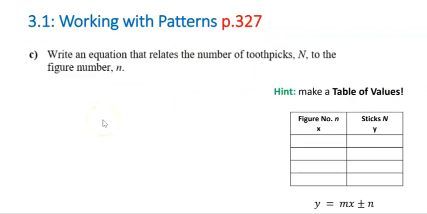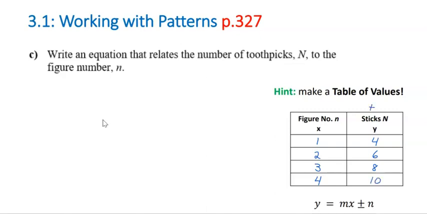For C, it's asking us to write an equation that relates the number of toothpicks, capital N, why they choose that I don't know, to the figure number, little n. Now remember, making a table of values is very, very helpful. So figure number, we will learn and through experience we'll know that that's always going to be our x value, and that's going to be, in this case, figure 1, figure 2, figure 3, figure 4. And as we established the toothpicks, we started off with 4, then we went up to 6, then we went up to 8, and then we could go up and up by 2s.